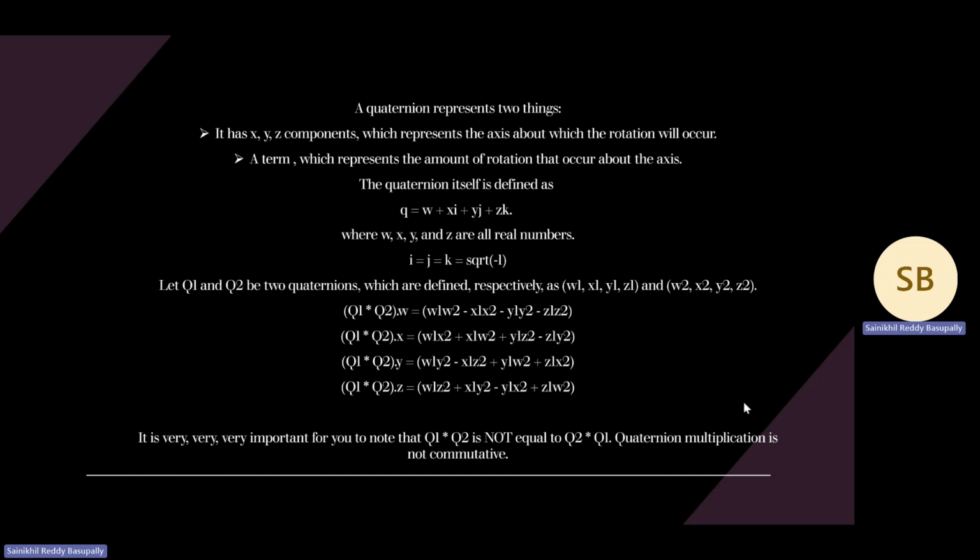A quaternion represents two things. It has x, y, z components, which represent the axis about which the rotation will occur, and a term w, which represents the amount of rotation that occurs about the axis. As we can see in the equation here, the quaternion is defined as q equals w plus xi plus yj plus zk, where w, x, y, and z are real numbers, whereas i, j, k are imaginary numbers.